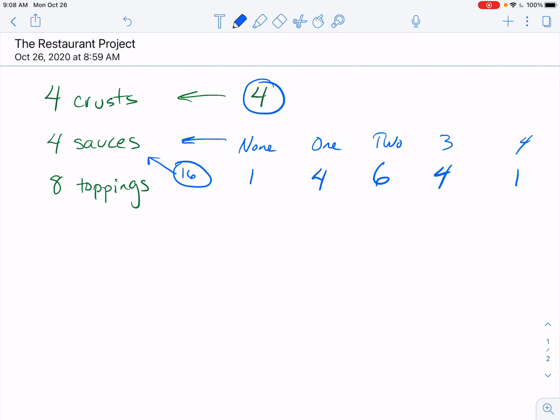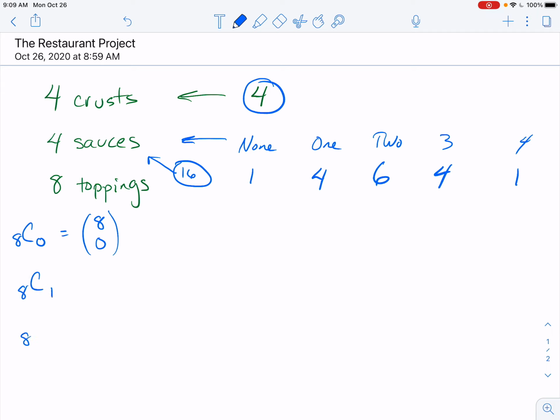Now we could do this exact same process with the 8 toppings, and you could say that it's 8 choose 0 is one way that we write that notation. Or we also often see it this way, 8 choose 0. And this is a combination, which we'll talk about in a second. So you could do 8 choose 0, 8 choose 1, 8 choose 2, all the way up until you get to 8 choose 8. So you need to consider all those possibilities.